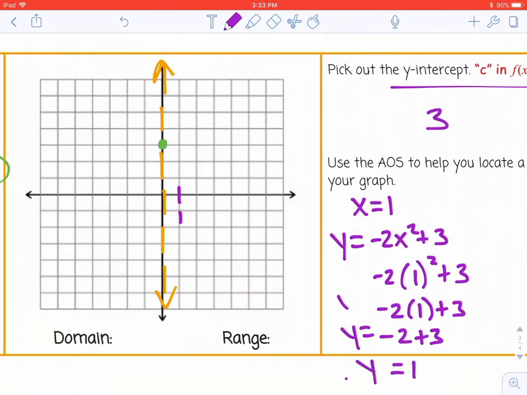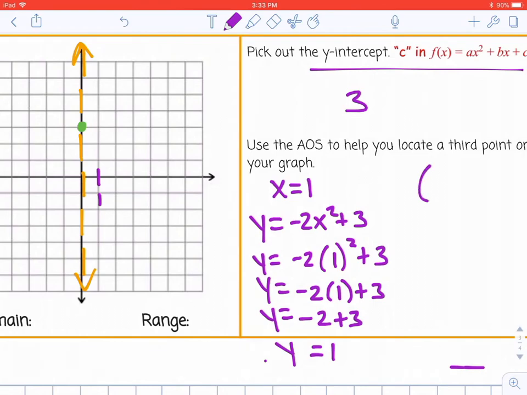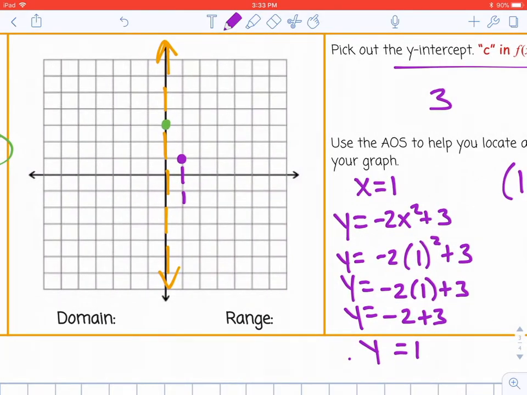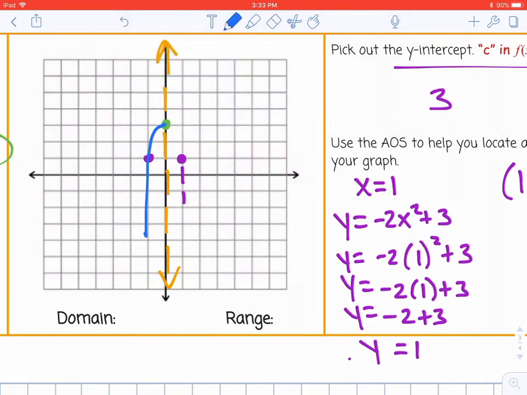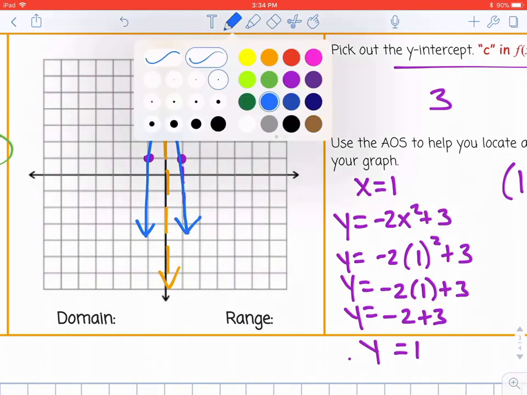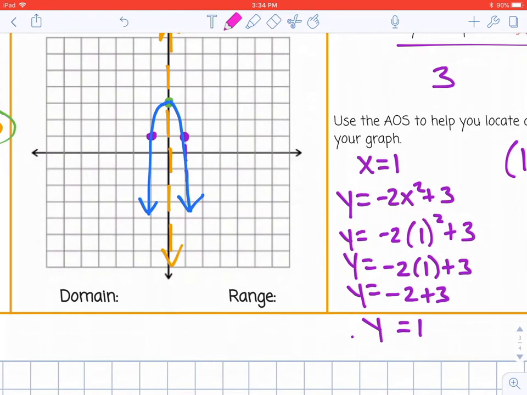We're just using that same concept that you can pick out an x and plug it in to figure out a y value that would be on our graph. So the point we found on our graph is (1, 1). Now you can plot that point and use your axis of symmetry to plot the point that's opposite that one. And then we can draw our parabola. Alright, so that just took a little extra work to figure out another point, because we need at least 3 points to have a good graph.